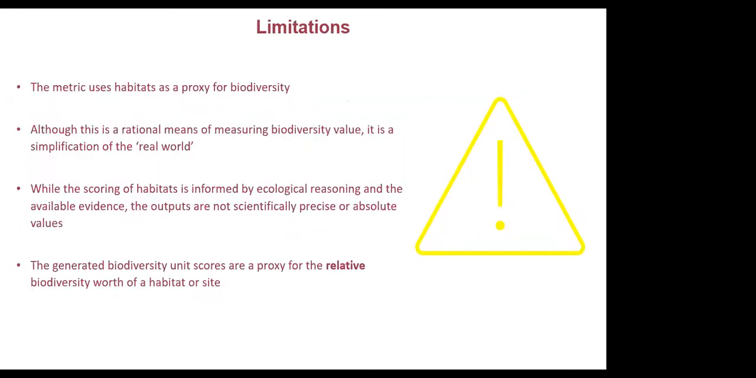The other thing that I wanted to flag before we get into the detail itself is that the metric isn't a complex ecological model. It's something, as Rachel said, that's been designed to be simple and sound. So it uses habitats as a proxy for biodiversity. And whilst that's a rational means for measuring the biodiversity value, it is very much a simplification of the real world, and the values, whilst they have been informed by ecological reasoning, are not scientifically precise or absolute. So it's just important to understand that it measures the relative worth of one habitat or one scenario against another, but it very much needs that ecological interpretation and ecological advice to be used alongside the metric as you interpret the results.